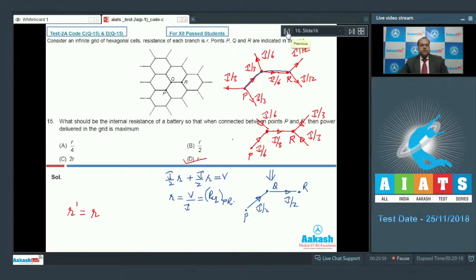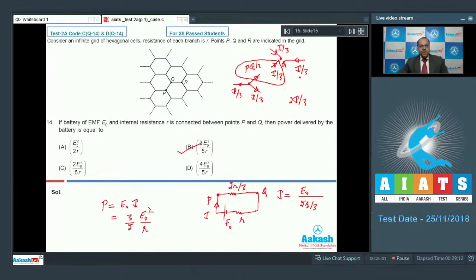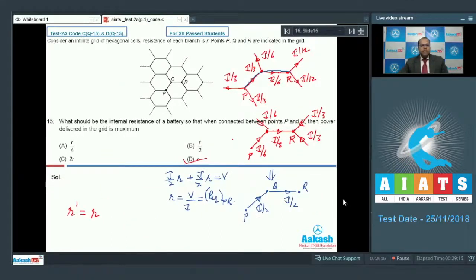So the correct answer for question number 14 is option B, and for question number 15 it is option D. Let's move to question number 16.